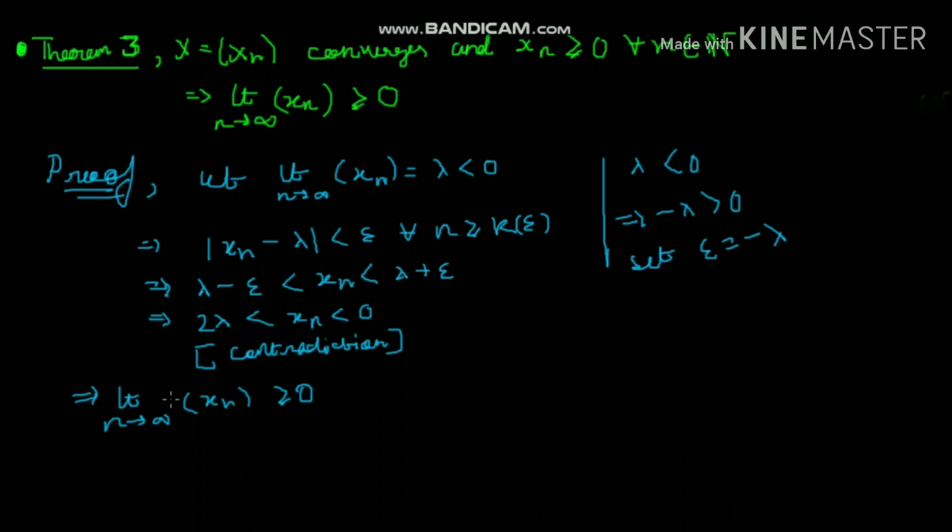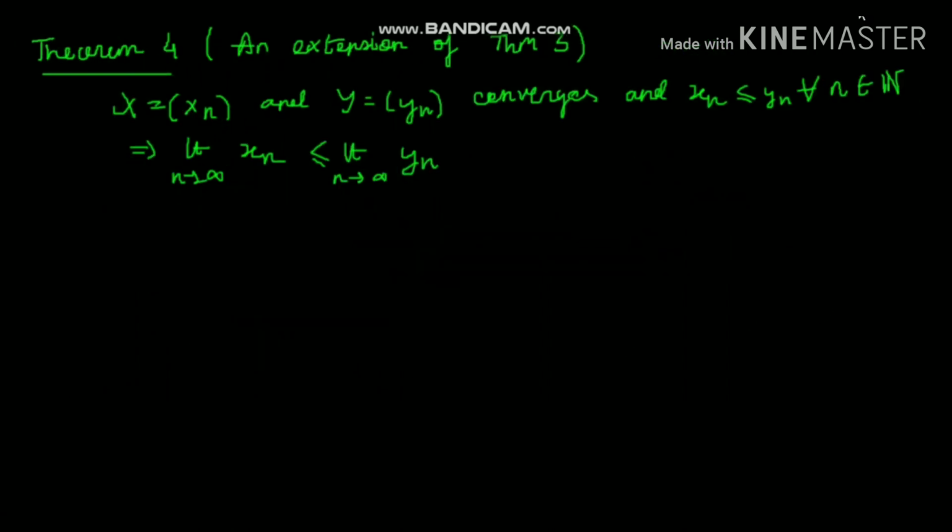So now we will use this theorem to prove some other theorems. So we go into theorem number 4, which is actually an extension of theorem number 3. It states that if x of n is a sequence and y of n is a sequence, both converge, and x of n is less than or equal to y of n for all n belonging to natural, then the convergence point of x of n is less than or equal to the convergence point of y of n. So how will we do that?